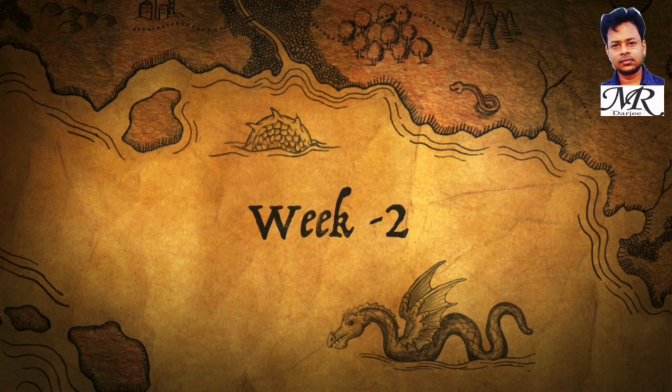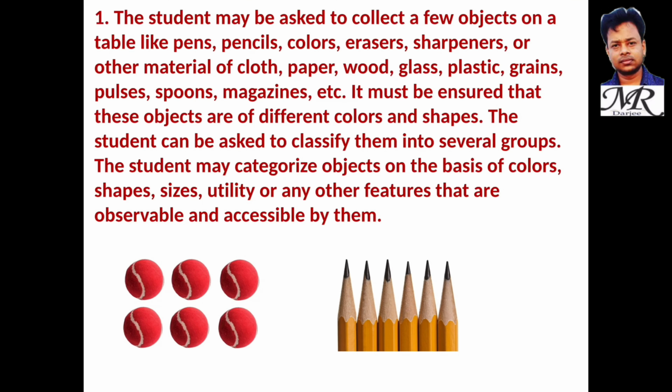Week 2 theme is classification. The student may be asked to collect a few objects on a table like pens, pencil, color, eraser, sharpener, or other materials of cloth, paper, wood, glass, plastic, grains, pulses, spoon, magazines. It must be ensured that these objects are of different colors and shapes. The student can be asked to classify them into several groups. The student may categorize objects on the basis of colors, shapes, size, utility, or any other features that are observable and accessible by them.